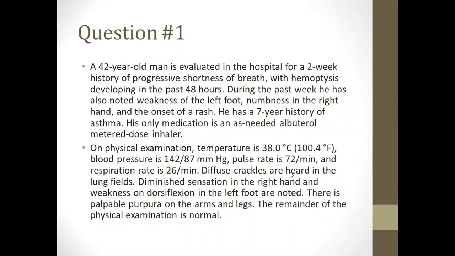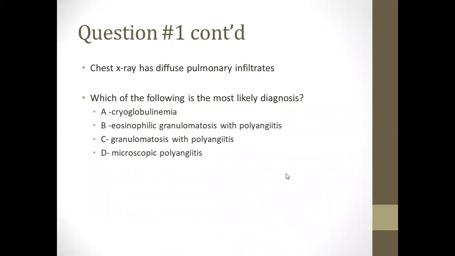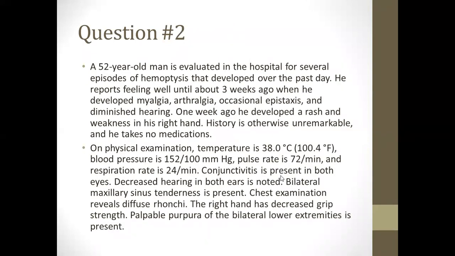And so he's got pulmonary issues, neurologic issues with mononeuritis multiplex, history of asthma, labs pretty classic with elevated sedimentation rate, eosinophils high, IgE elevated. So who votes for A, cryoglobulinemia, B, eosinophilic granulomatosis with polyangiitis, C, granulomatosis with polyangiitis, and D, microscopic polyangiitis? Okay, y'all got it. You're awake, you got the basic gist of that.